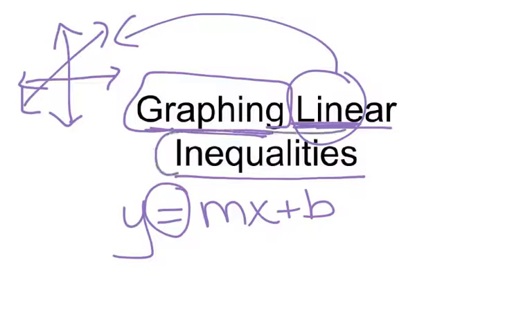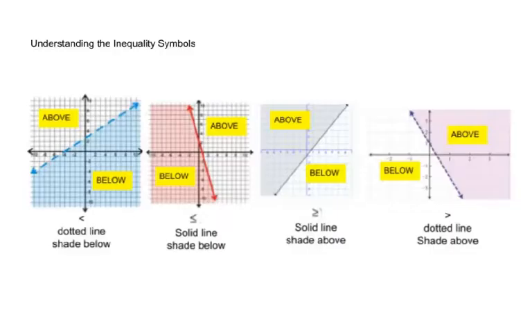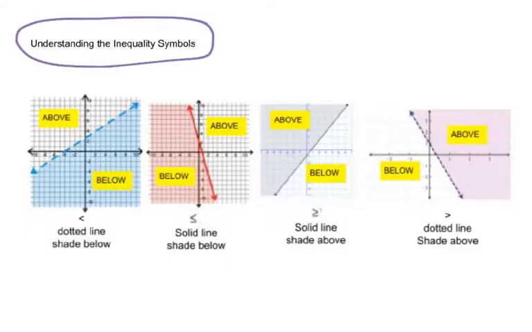But sometimes things aren't equal, as we learned about before. Sometimes we have inequalities. Sometimes we have greater than, less than, greater than or equal to, or less than or equal to. And there's going to be a process where we graph these lines that are not equal, but some type of inequality. So we're going to understand our inequality symbols and what that means for our graph.